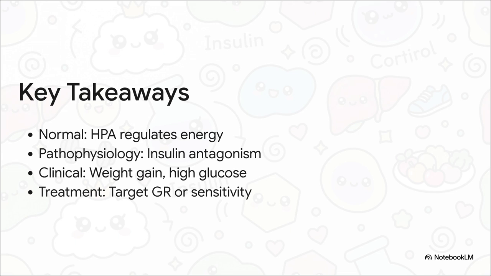Clinically, we see this present as visceral weight gain and elevated glucose, just like we saw with Sam's 108 milligrams per deciliter. And for treatment, logic dictates that we either directly block the glucocorticoid receptors with agents like mifepristone, or we strategically bypass the resistance with medications like SGLT2 inhibitors and metformin.